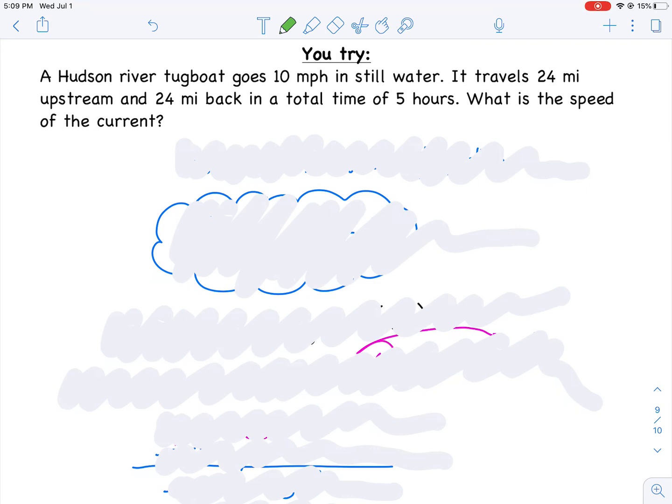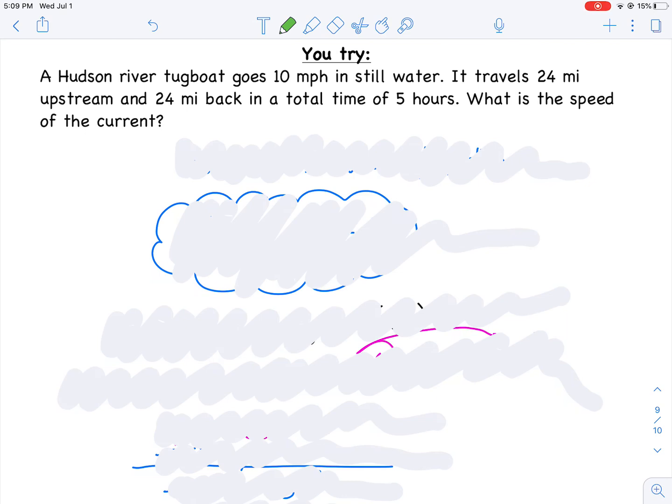Why don't you try pausing the video, read this problem, see if you can set up your equation, and then solve it, and then make sure you get the correct answer. And you might need to do it in steps. You might need to try it first and then unpause the video and see if you've got it right before you keep going, but making sure that you can follow the process correctly.